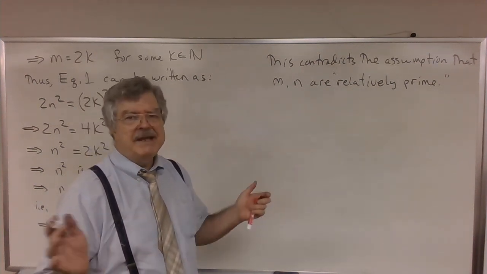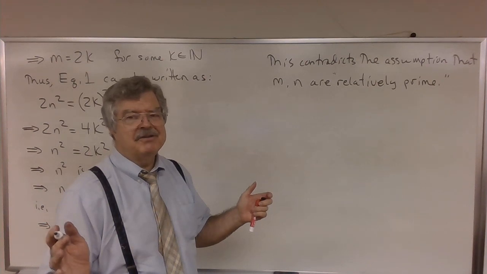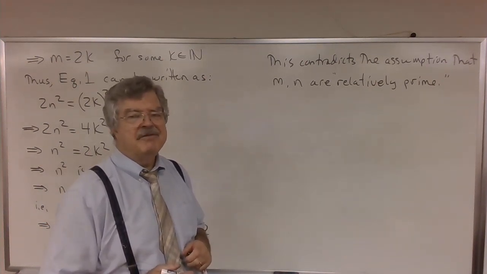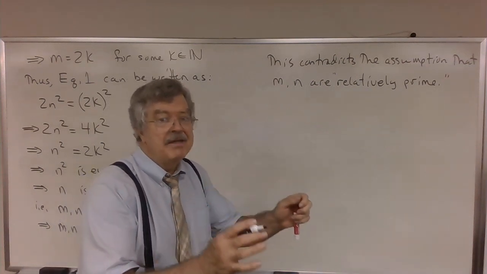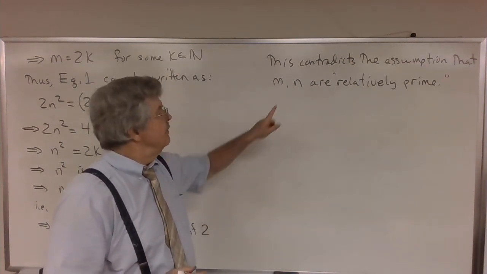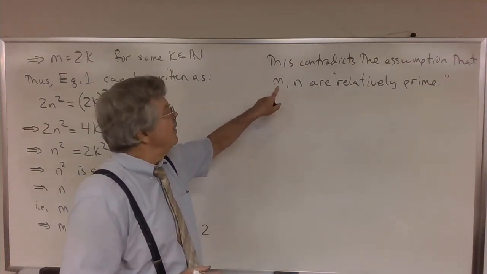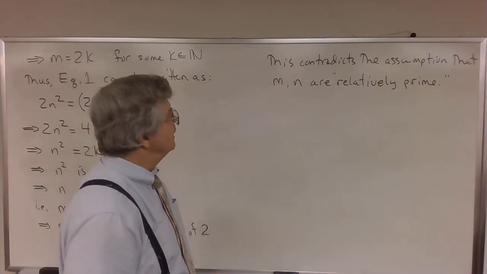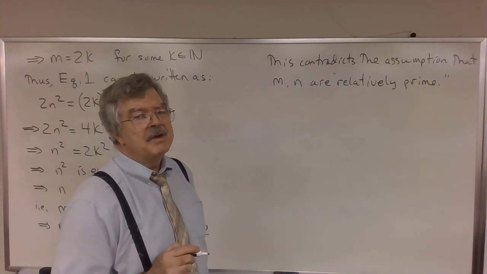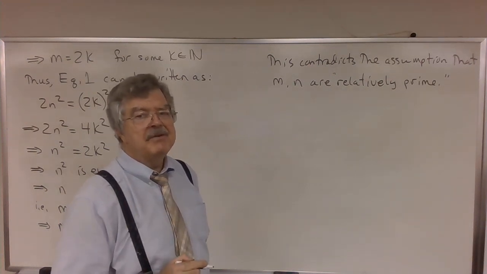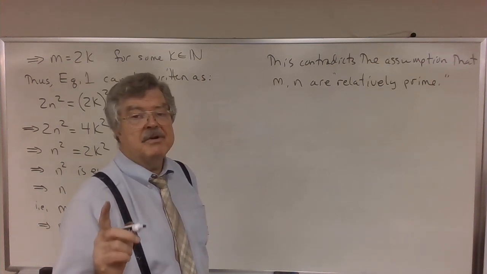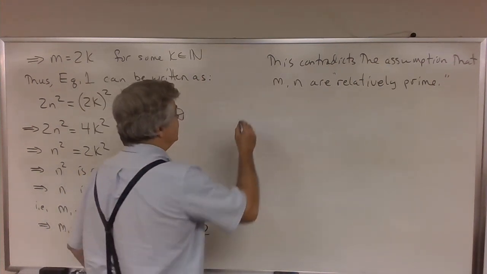You know, when an airplane crashes, the FAA sends out a team of investigators to find out why the plane crashed. This is what we're going to do right now. Why did this contradiction happen? It can only be one thing: the assumption that we made right at the beginning. We assumed that the square root of 2 was rational.